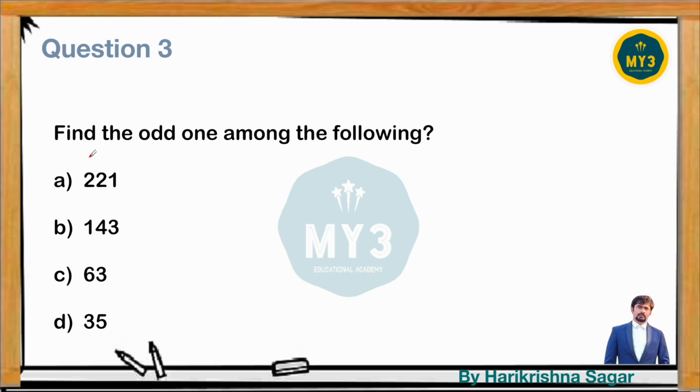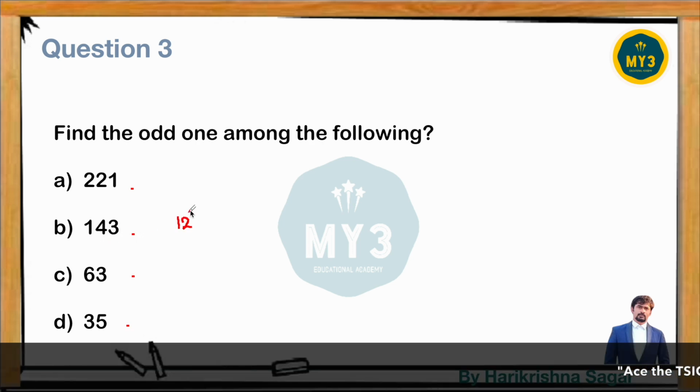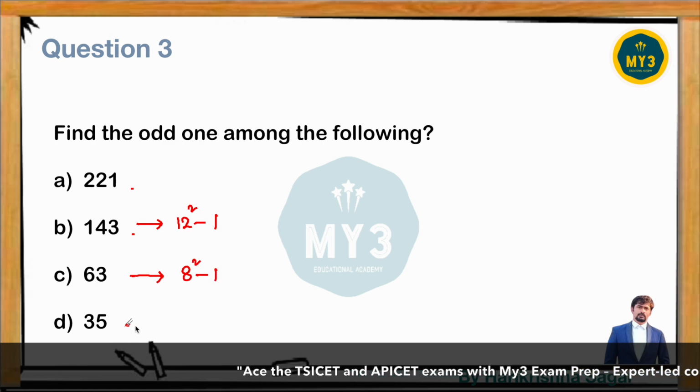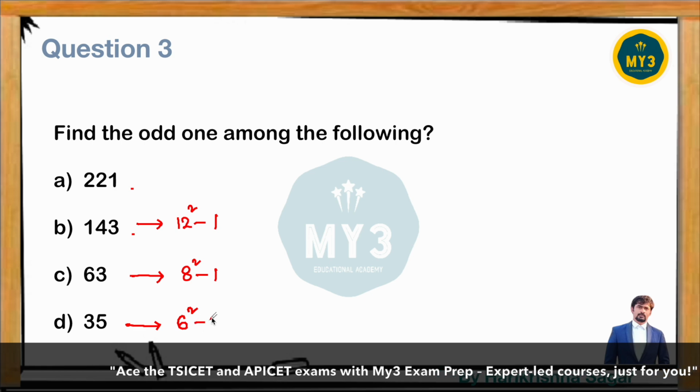Hope you are able to understand. Let's look at the next question. Find the odd one among the following. We have the options 221, 143, 63, 35. What is the different one which is showing a different property? Observe carefully. That's why I told you, you must learn by heart the square numbers and cube numbers. You must memorize those. Sometimes they will be giving them directly and sometimes they will be giving like this. If you observe this number 143, as soon as you see 143, you should understand this is 12 square minus 1. This number 63, we can write as 8 square minus 1. This number 35, we can write it as 6 square minus 1.